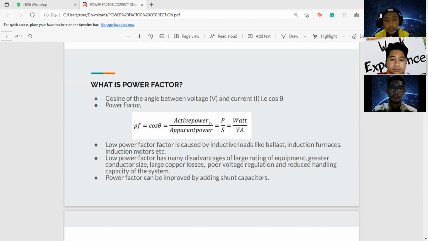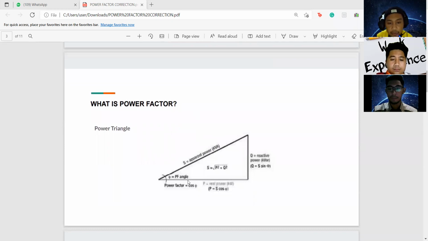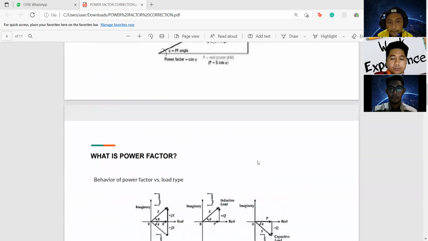In this project, we can improve the power factor by adding a shunt capacitor. As you can see, this is a power triangle. The hypotenuse is the apparent power, the unit is kVA. The adjacent is the real power P in kilowatts, and the opposite is the reactive power Q, which is equal to S sin theta.